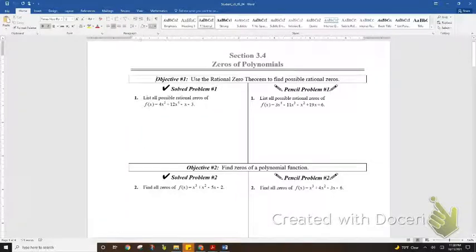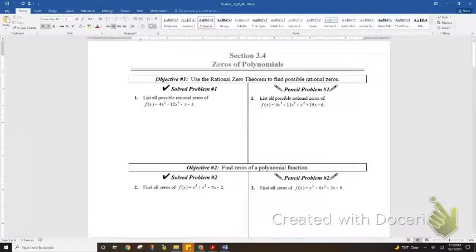Okay, so 3.4 is zeros of the polynomials. And so we've talked about the zeros before. Remember, those are our x-intercepts, our solutions, and our roots. Okay? And so what we did before is we used factoring to help us solve them. But what happens when we can't actually factor our polynomial?